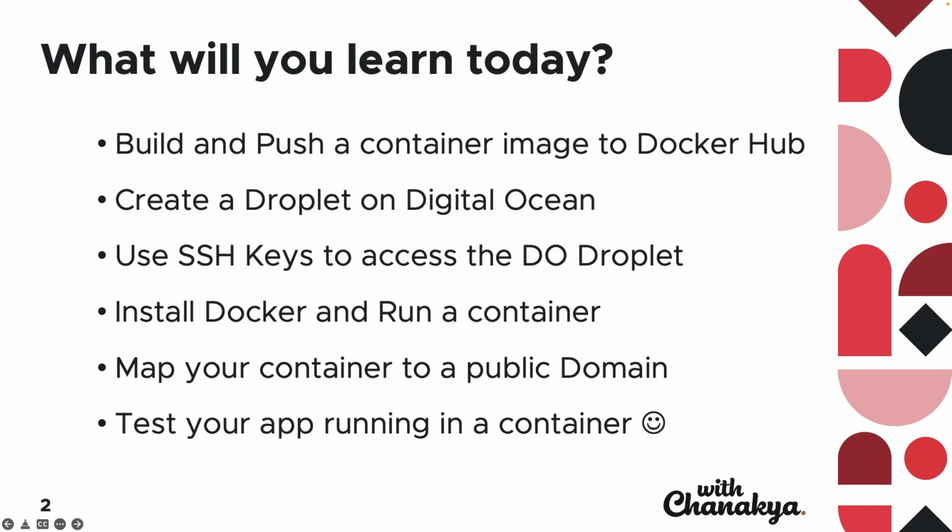Docker Hub. And after that, we'll create a droplet on DigitalOcean, which is a virtual machine. And then we'll use SSH keys to access that droplet and make sure that we can install Docker and then pull from Docker Hub the container that we previously built, run that container on your DigitalOcean droplet, and then actually map a public domain to that container so that you can actually access the application that you've built from anywhere.